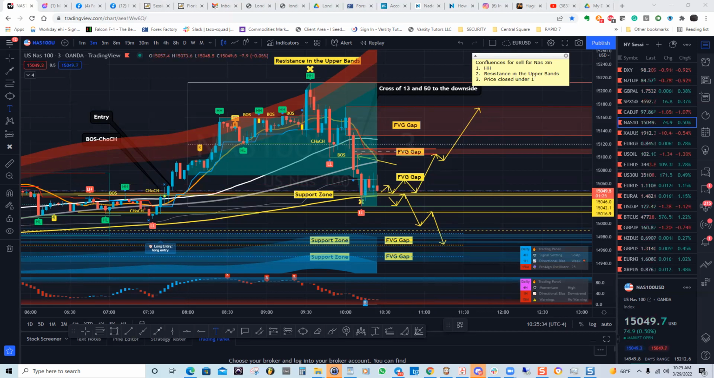13, 4, cross of 13 and 50 to the downside, right? 5, you need more. It's in the red FVG gaps, and there's a couple of them here, right? You got 1, 2, so you see that.